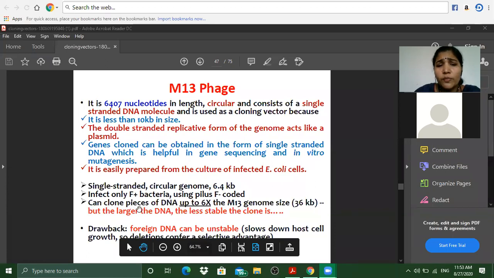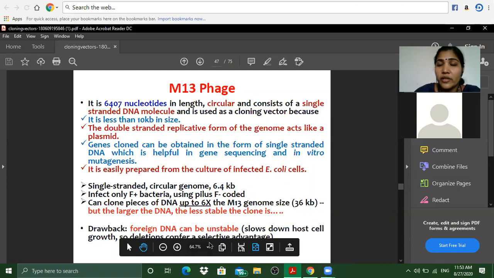It can clone pieces of DNA up to 6 times the M13 genome size, that is 36 kb. But the larger the DNA, the less stable the clone is. So it can go up to the size of 36 kilobase pairs. The drawback is that foreign DNA can be unstable.